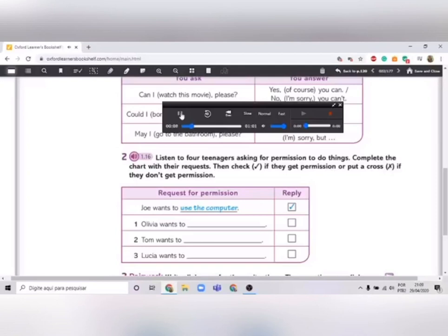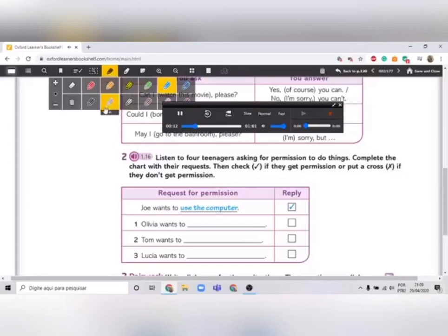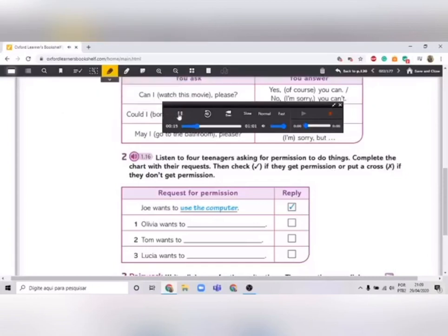Unit 2. Communication. Asking for permission. Page 22. Exercise 2. Example. Could I use your computer for a moment, Mrs. Thompson? I need to write an email. Yes, of course, Joe. My laptop's in the living room.